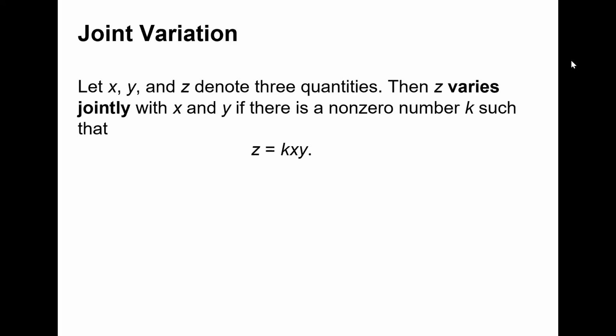All right, now we have this thing called joint variation. So now we have x, y, and z are three different quantities, and z varies jointly with x and y if there's a non-zero number k such that z is equal to k times x times y. So now we have two things we're multiplying by, as well as that constant.